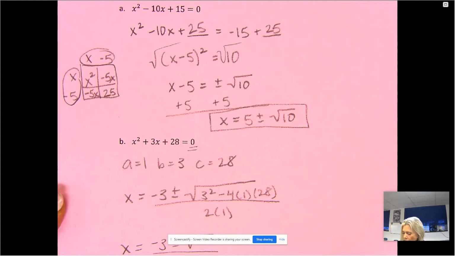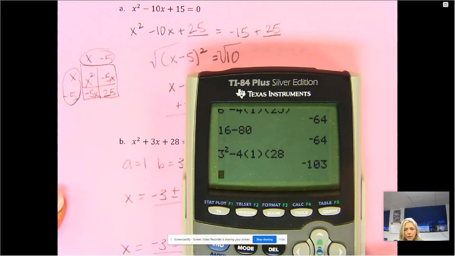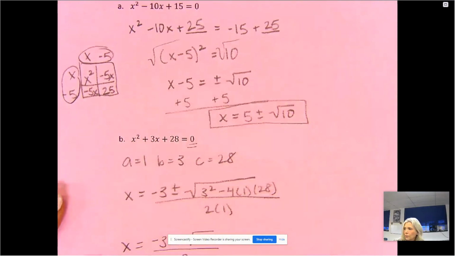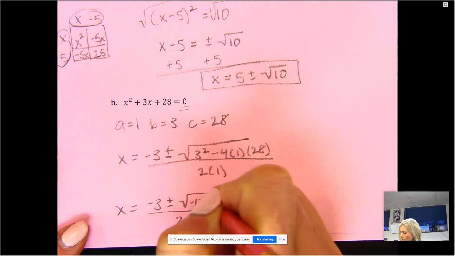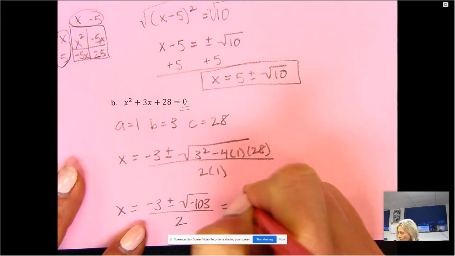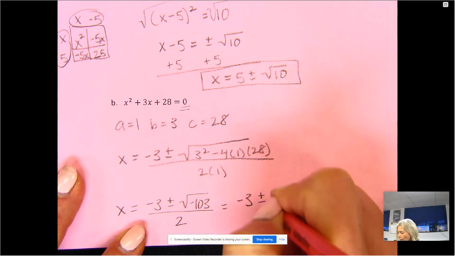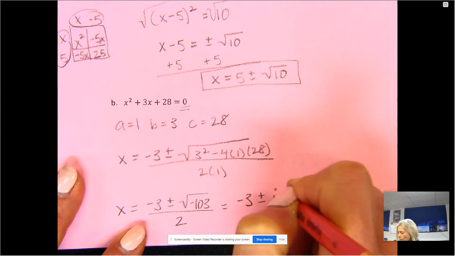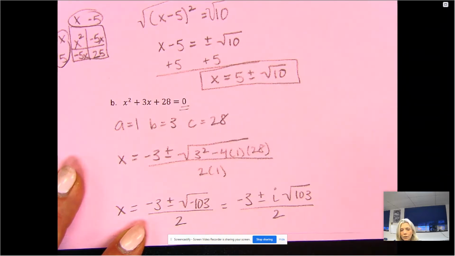I'm using my calculator to find 3 squared minus 4 times 1 times 28. I did it all in one step, and I got negative 103. So what that tells me is that these are going to be complex solutions. I'm going to simplify a tiny bit by saying this is negative 3 plus or minus. You can have your i first or your i after. I'm going to put it first today. All divided by 2.